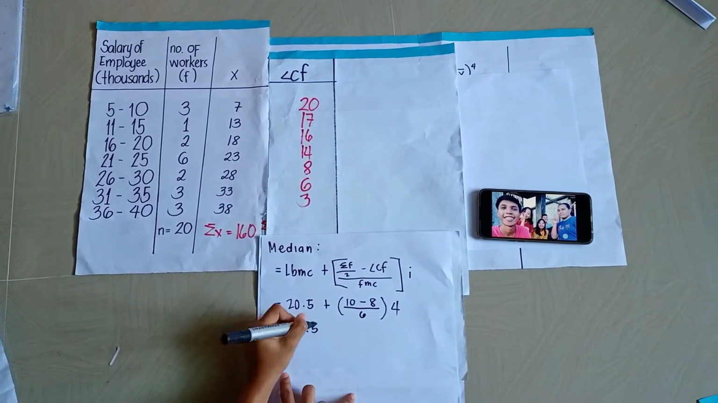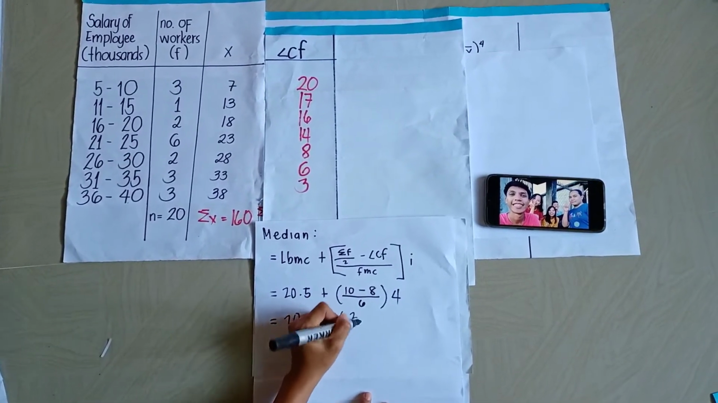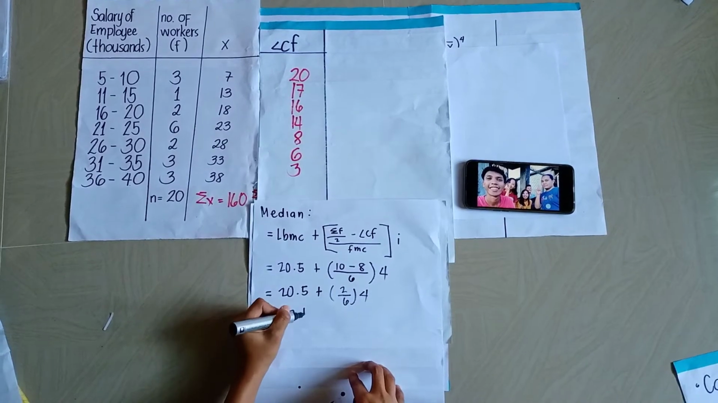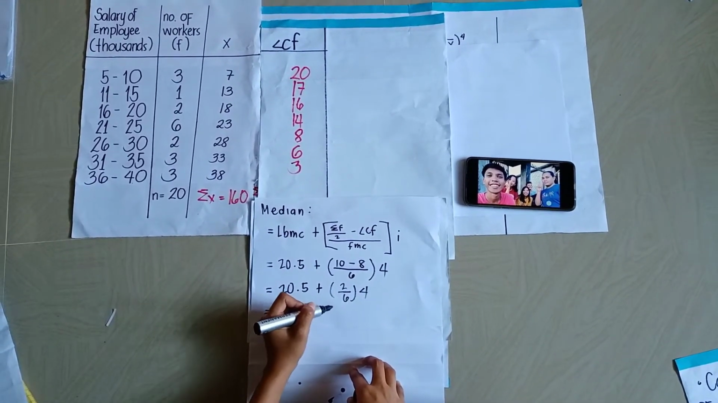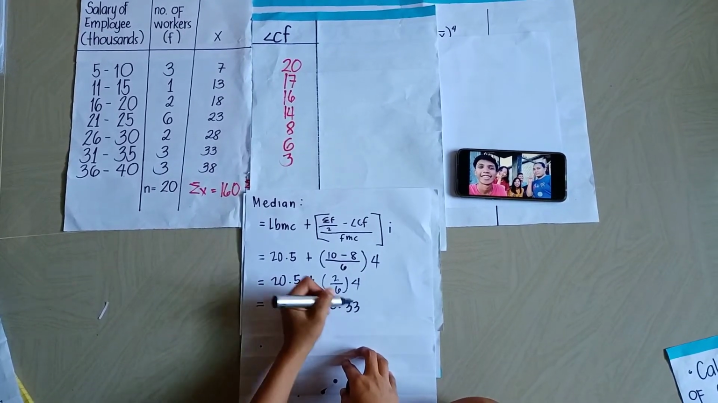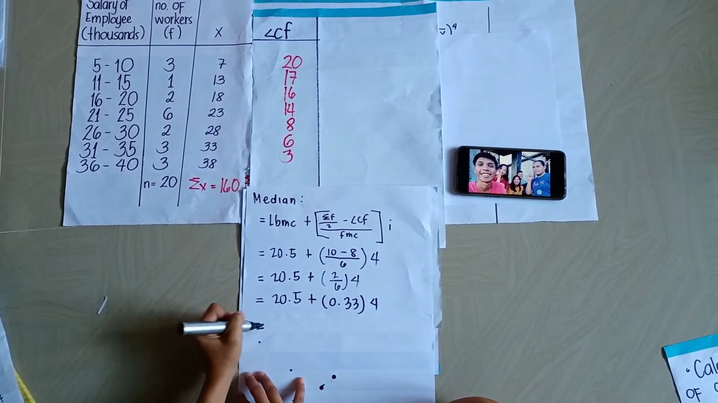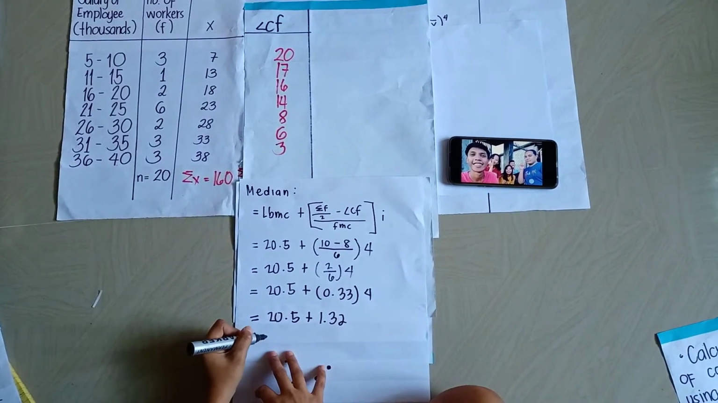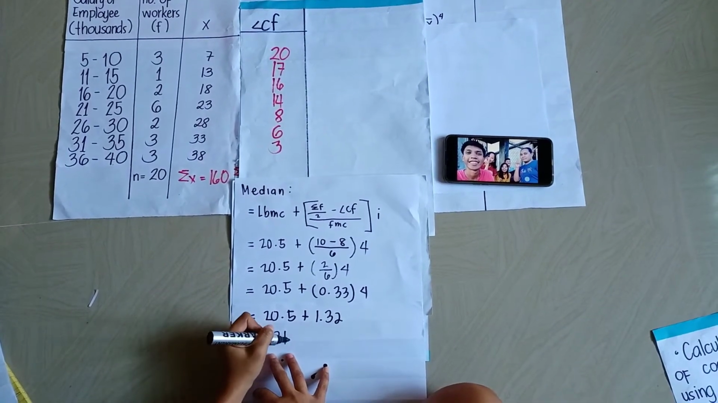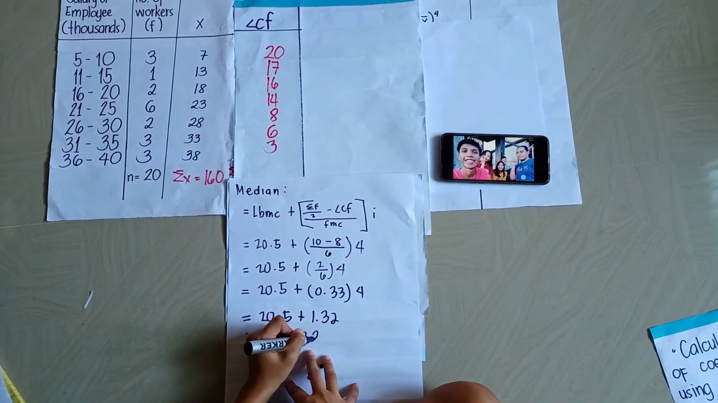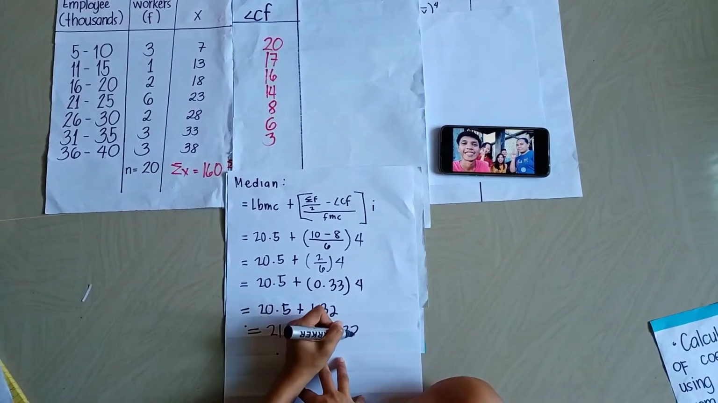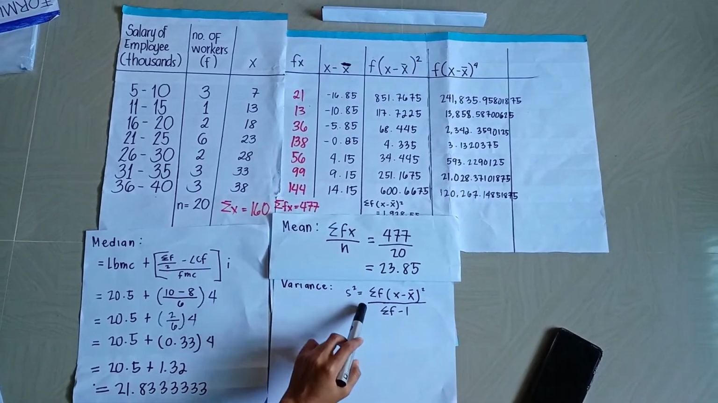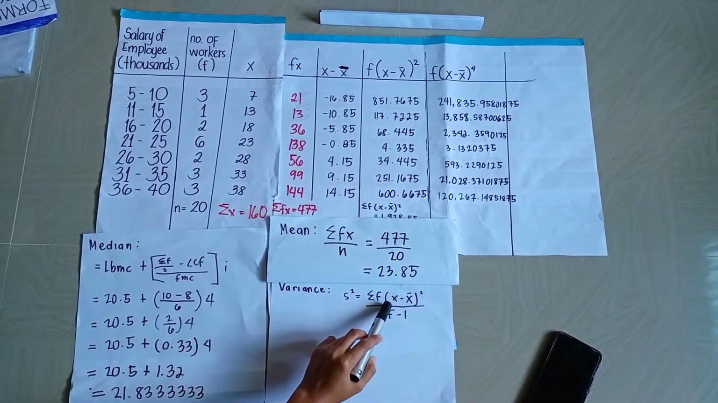20.5 plus the quantity of 2 over 6 times 4 is equal to 20.5 plus 0.33 times 4 is equal to 20.5 plus 1.32 is equal to 21.8333333.